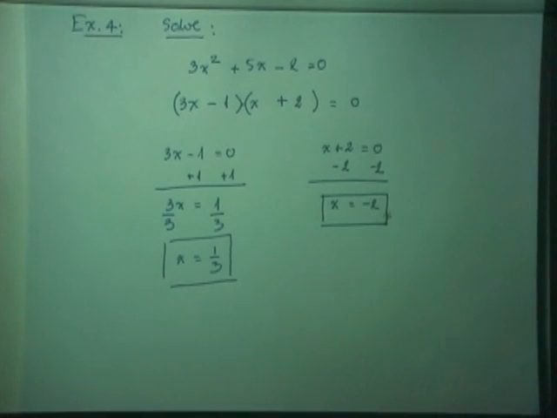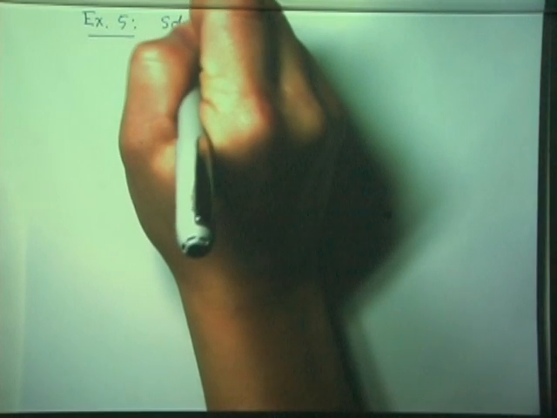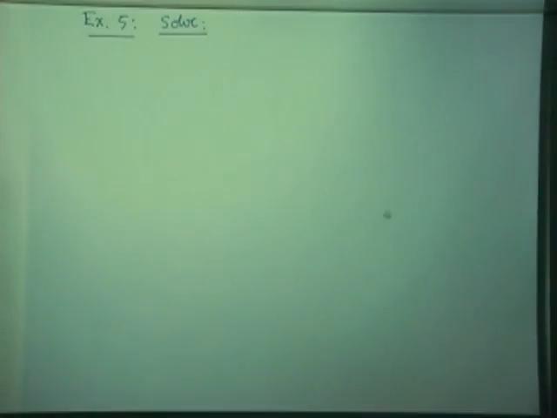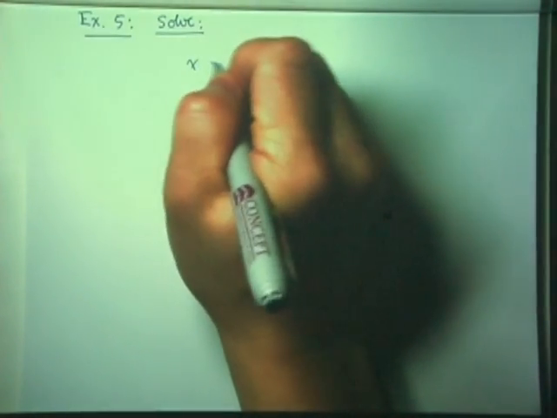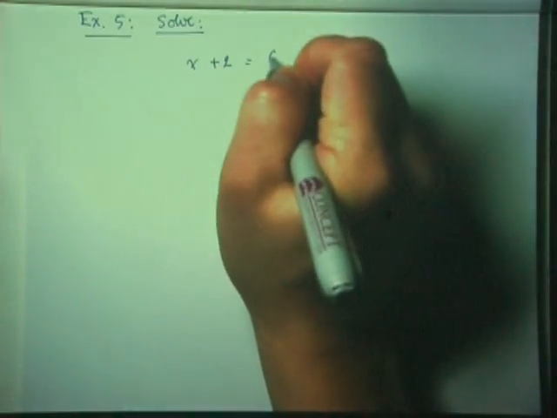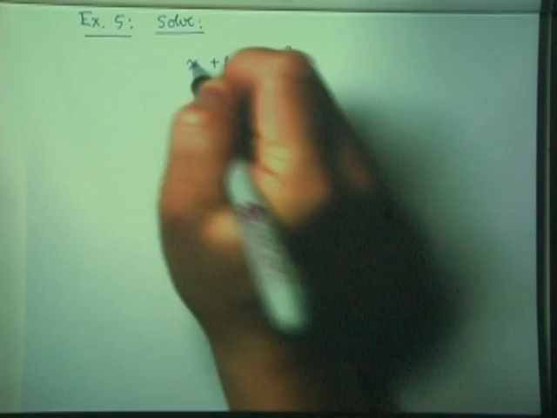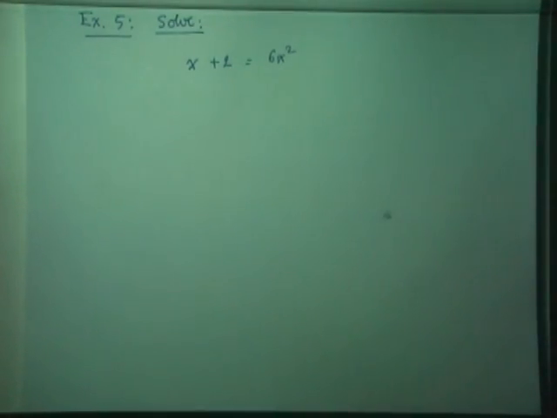Let's try again in example number 5, another example where the leading coefficient of the quadratic is other than 1. So here's my example number 5. We would like to solve again using the factoring method. Now, I have x plus 2 equals 6x squared. In this problem, obviously, we need to move the terms around so that we bring all the terms to one side and leave a 0 on the other hand side.